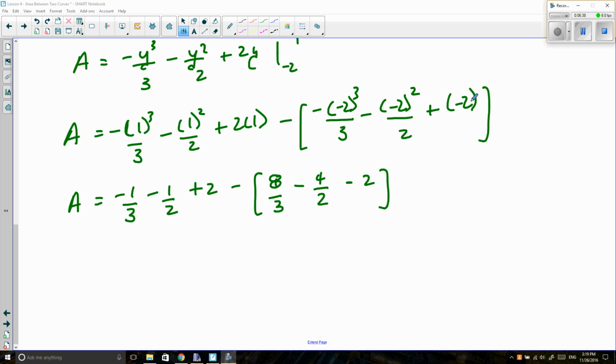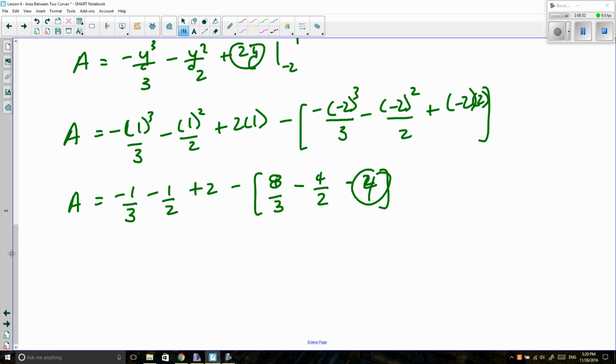Okay, so just, oh, you know what? I just realized this is negative 2 times positive 2. So there should be a positive 2 in here. So negative 2 times 2 will give us negative 4. So sorry, this should be negative 4 right here. And then, so I think we're good to go.